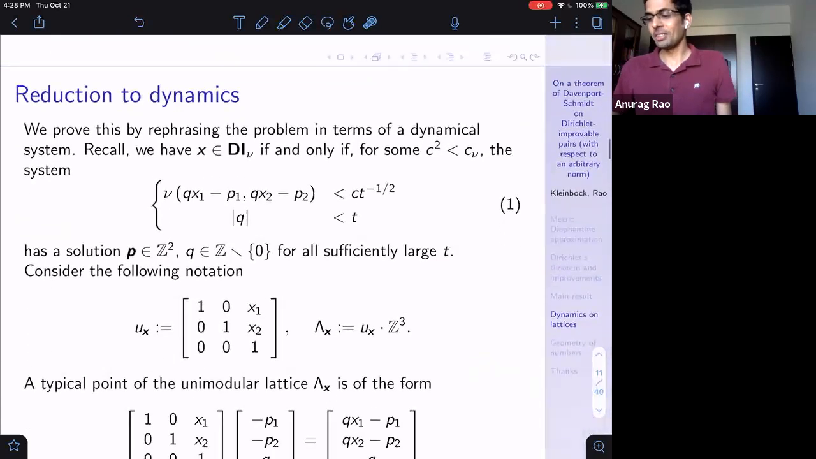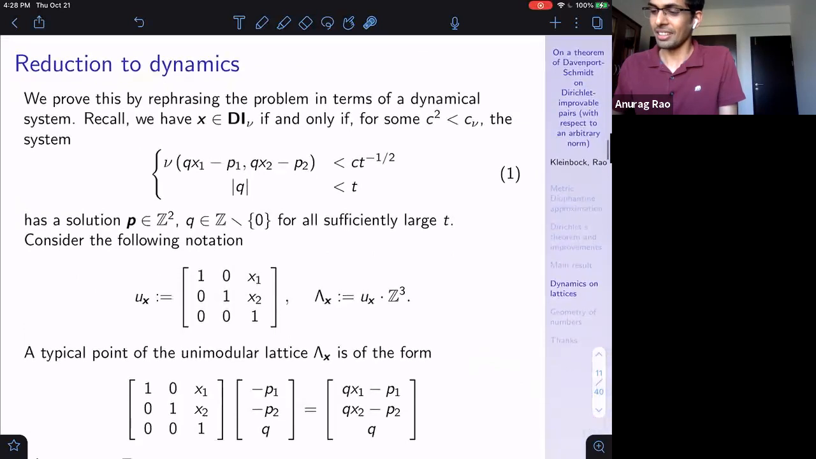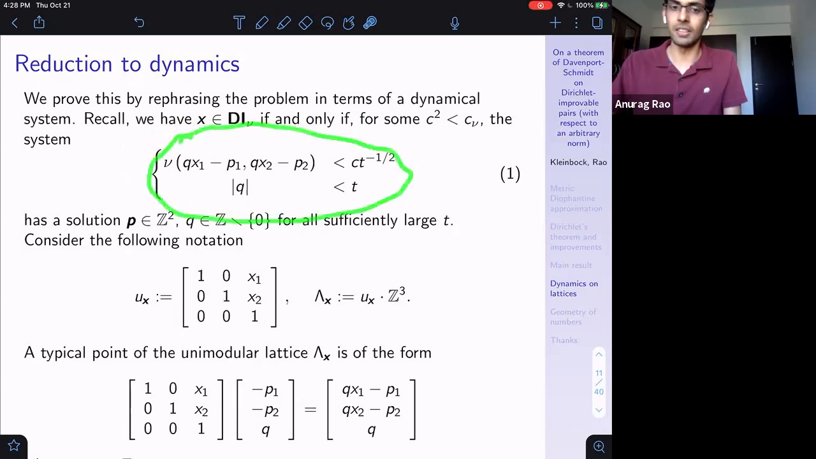Okay. Yeah. So we are going to maybe do this theorem in a more slick language about dynamics on the space of lattices. Okay. So X belongs to Di(nu). It's very easy. I mean, you have to think about it a little, but X belongs to Di(nu) if and only if there is some C squared less than the top, C_nu, such that this holds. Yeah, you can multiply these together and see that this is equivalent to the lim sup condition.